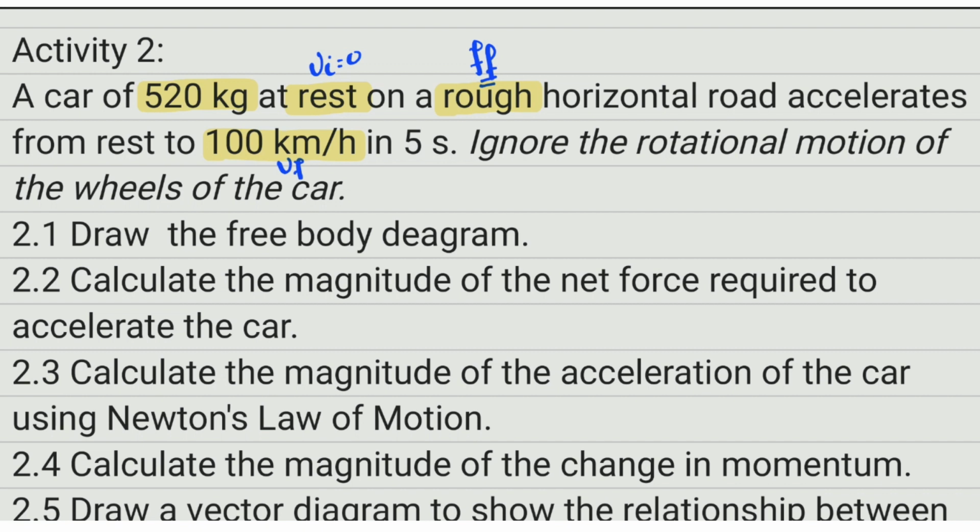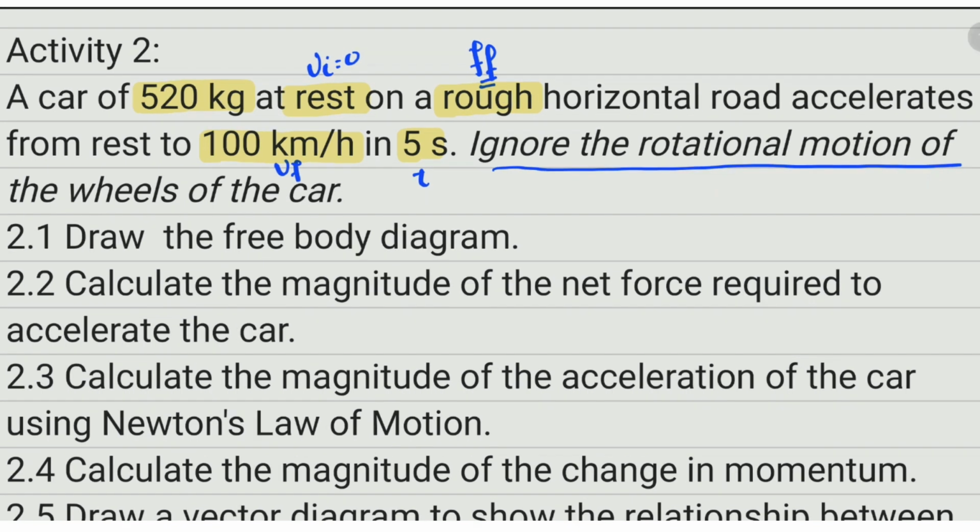We are working in kilometers per hour, so we have to convert. The time is 5 seconds. Ignore the rotational motion of the wheels of the car. This is important, but we don't do rotational motion in South Africa, so it won't be a big issue. Now, 2.1: draw the free body diagram.